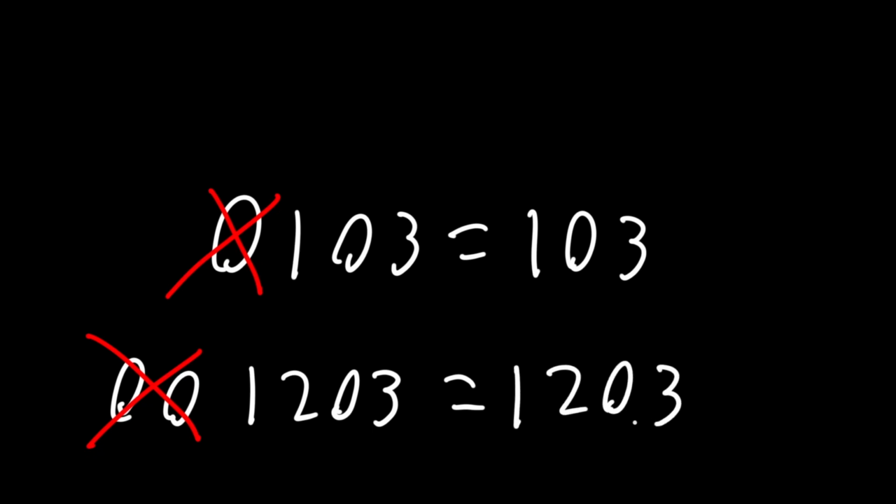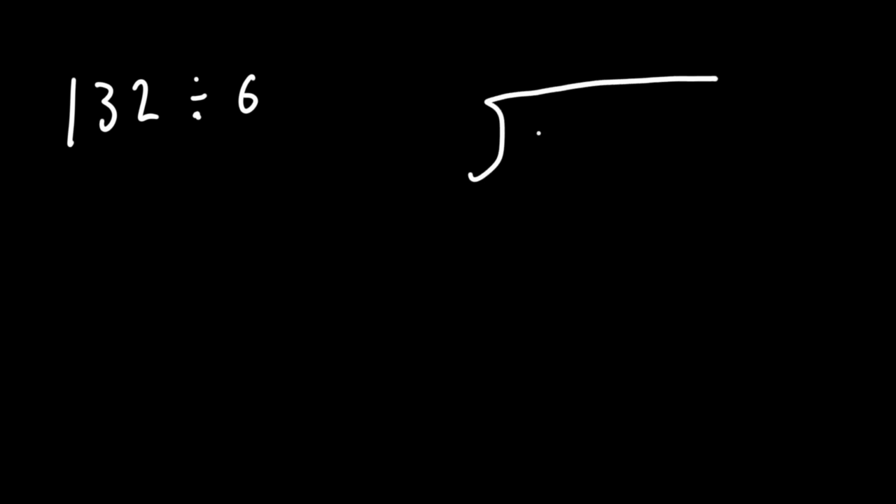Now let's see one more problem. Let's say we had 132 divided by 6. So let's write this out. The dividend is 132 and the divisor is 6. Let's take a look at the first number. 6 is too large to go into 1, so let's write a 0 on top of here. Now let's take the next number.